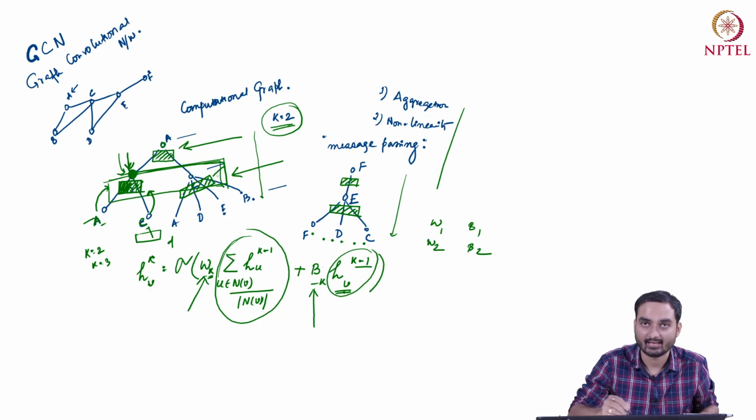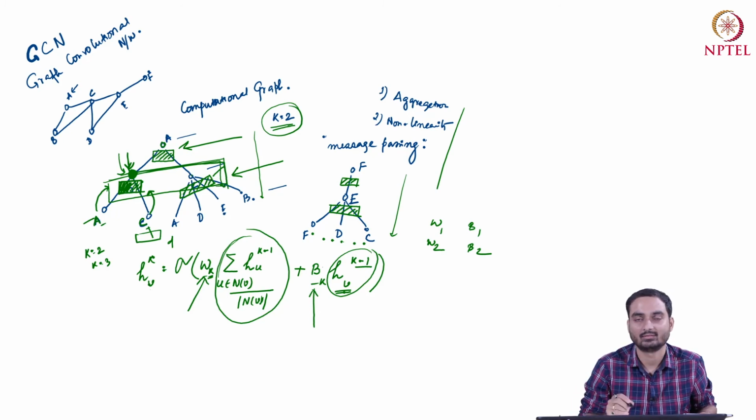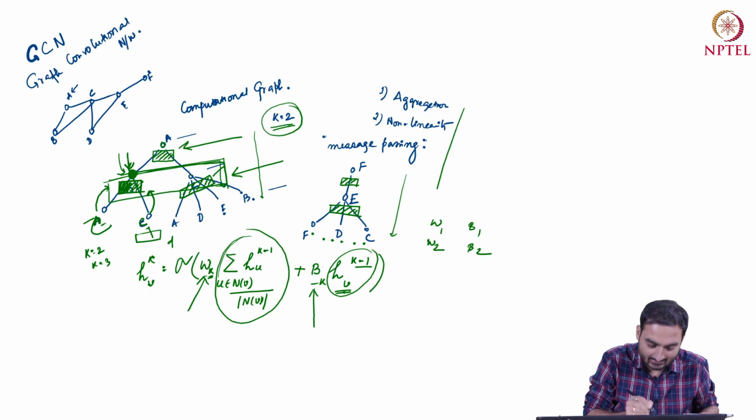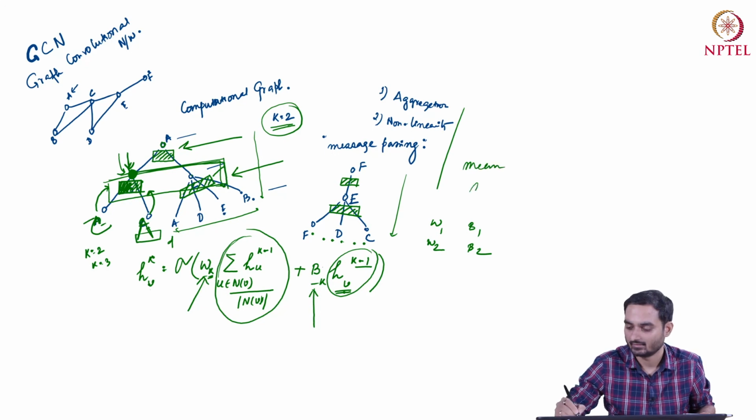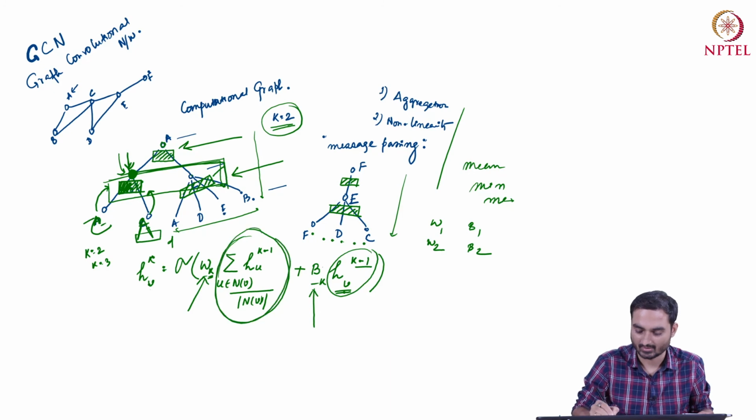Secondly, this aggregation operation should be order invariant, in the sense that if I make this as C and this as A, the aggregated output will remain the same. It should not be dependent on the order. Sum is an order invariant aggregation function. Mean is also order invariant. Mean, max, these are all order invariant operations. So, you can use all sorts of aggregation operations for this part.